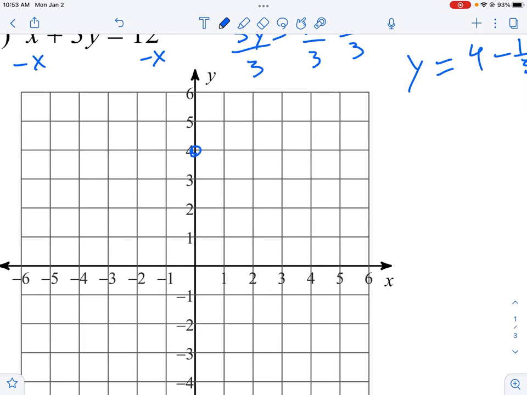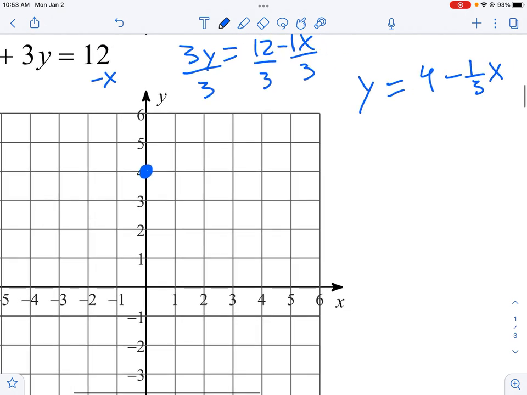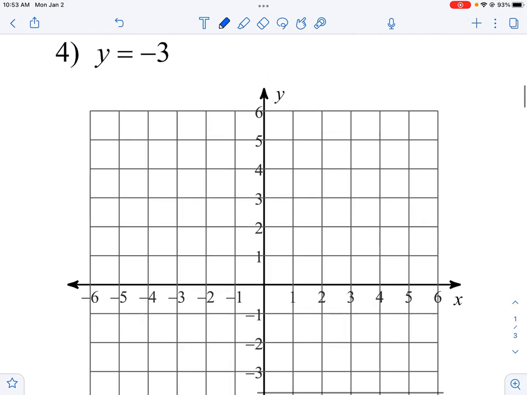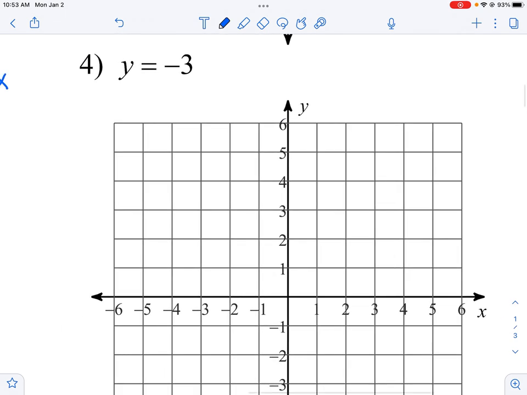So I go to my y-axis on 4, put a dot, and a slope of negative 1/3 is going to be down 1, right 3. Down 1, right 3, or you can go up and left to get other points like that. And now I can connect my line and make it good. If you want, you can use a straight edge to make it straight there, like a ruler. Okay, so now we're going to look at some of the other ones.